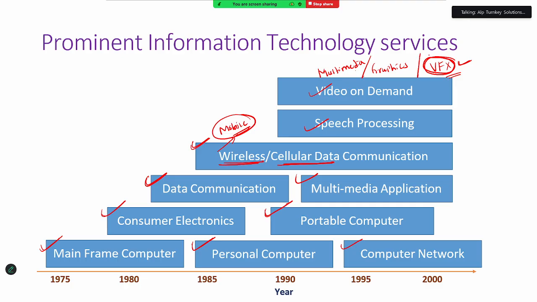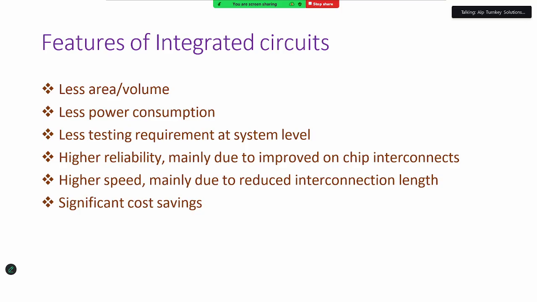Features of integrated circuits, if you see: it should take less power and less volume, have less power consumption, and less testing requirements at the system level. High reliability, mainly due to improved on-chip interconnect, and it should be high speed. And significant cost saving is also required. These are the features of any IC, integrated circuit.